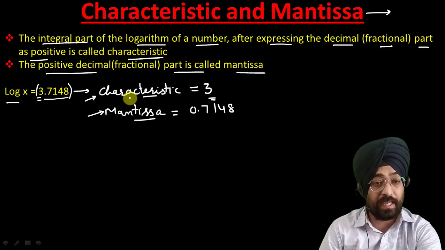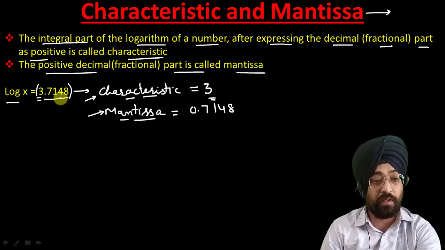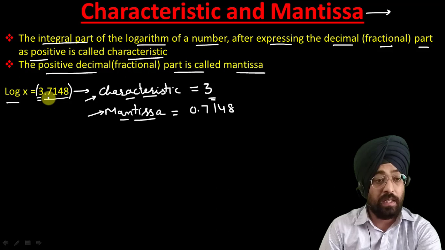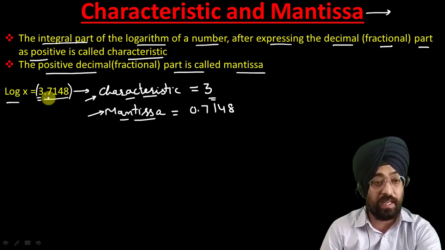In order to find characteristic and mantissa, the first condition is that we have to have this decimal part positive. If it is positive, then it is quite simple. The integral part, or the part before the decimal, is called characteristic and the part after the decimal is called mantissa.